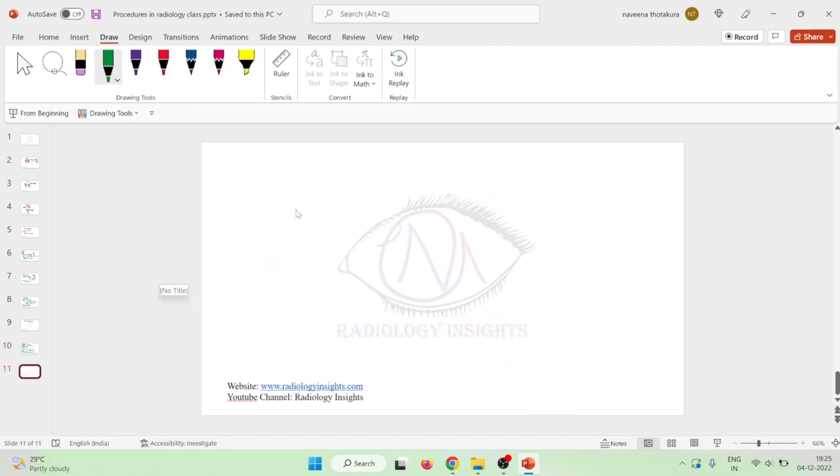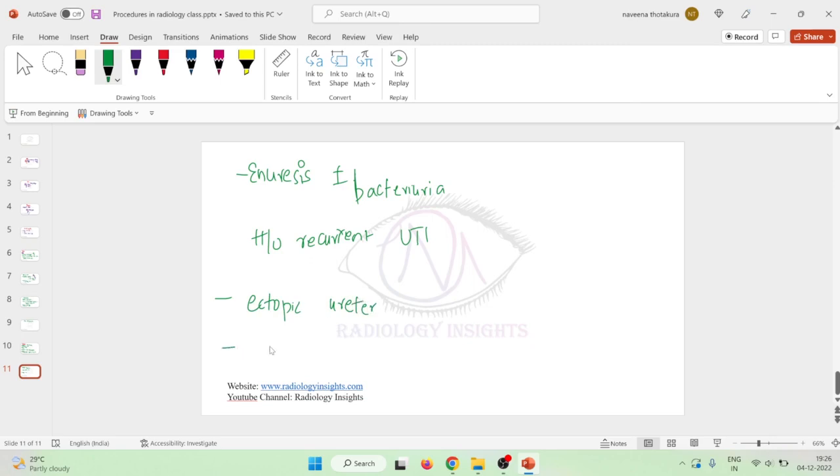Then, next, if the patient suffers from enuresis, and if you want to know the cause of enuresis in the presence of bacteriuria, or if the patient has any history of recurrent urinary tract infections, in such cases we can do intravenous pyelogram and find out. Then, if the patient has any ectopic ureter, the site of insertion of the ureter can be found out with intravenous pyelogram. Or if there are any anorectal anomalies.